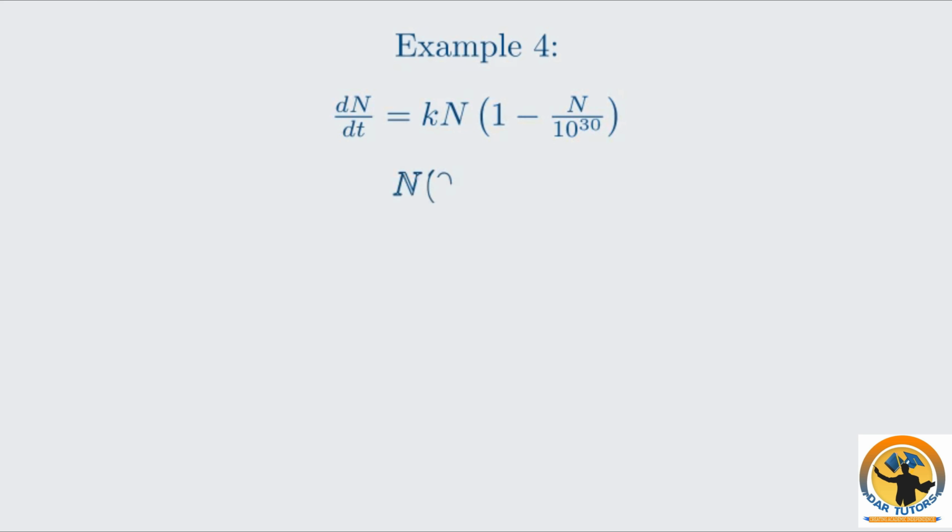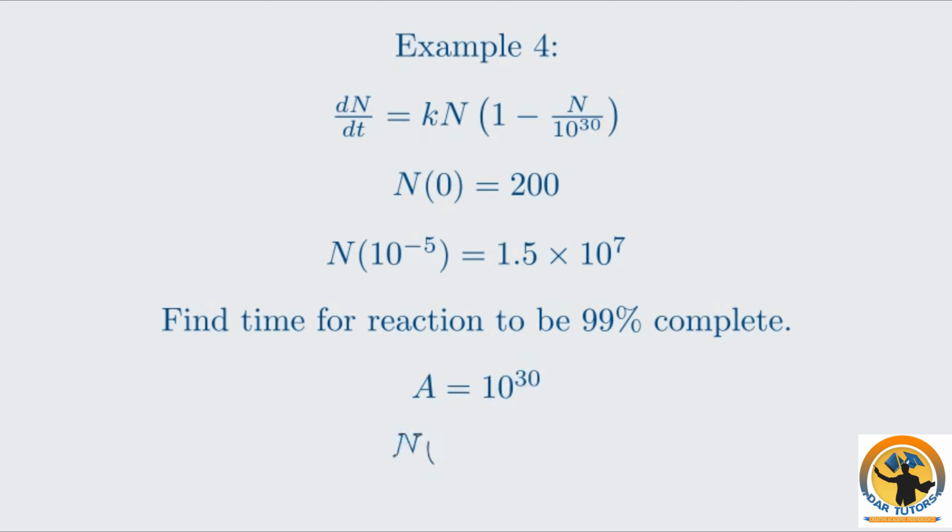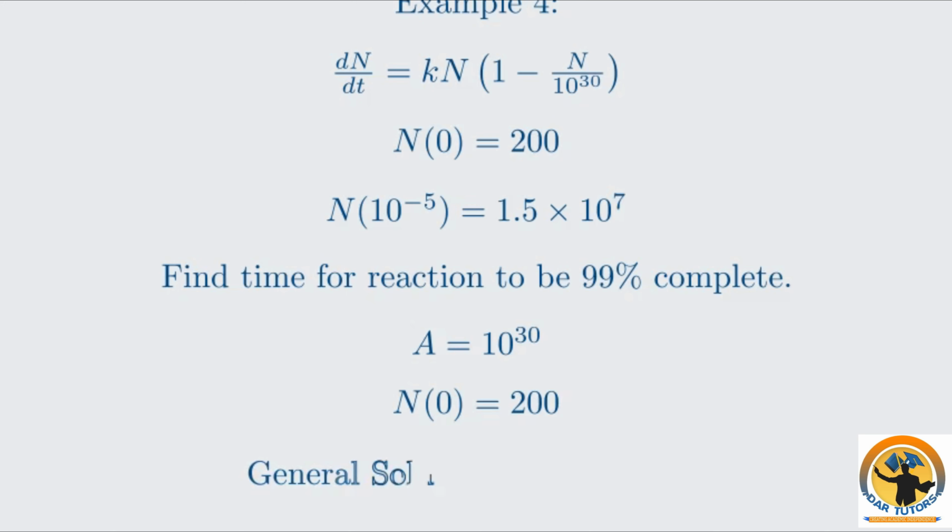We are given that initially, at t equals 0, there are 200 active molecules. After 10 to the power of negative 5 seconds, there are 1.5 times 10 to the power of 7 active molecules. We need to find the time it takes for the reaction to be 99% complete. First, let's identify our parameters. The carrying capacity A is 10 to the power of 30. The initial population N0 is 200. The growth rate constant K is unknown and we'll need to find it. The general solution for N is A divided by (1 plus C times e to the power of negative Kt).